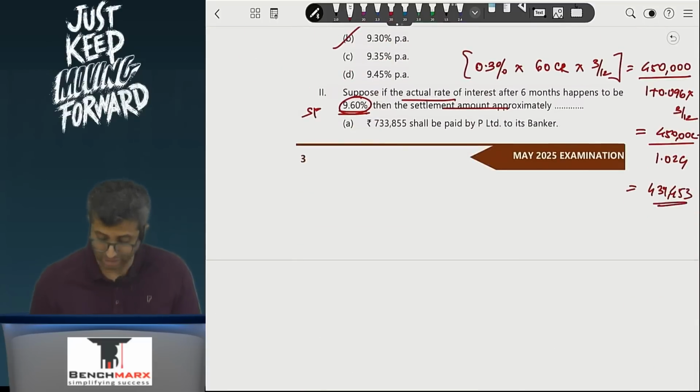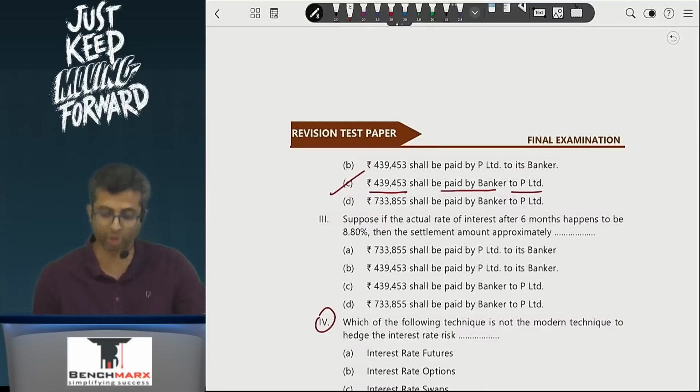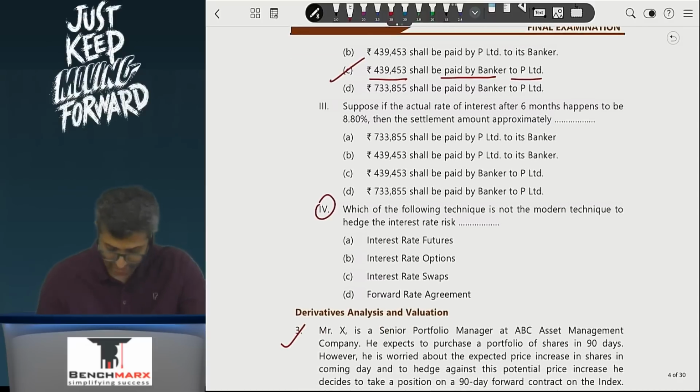Now this amount is a gain for the entity, and hence this will be paid by the banker to P. So over here 439,453 shall be paid by the banker to P. So this is the right amount, paid by banker to P. Answer is B. Sorry, answer is C.